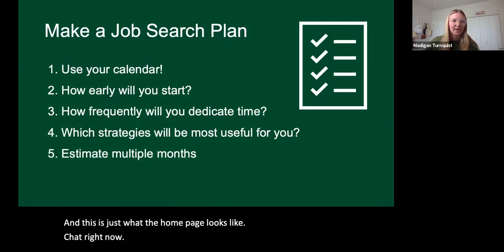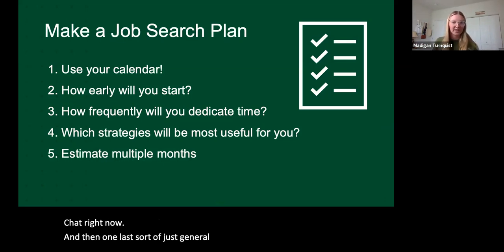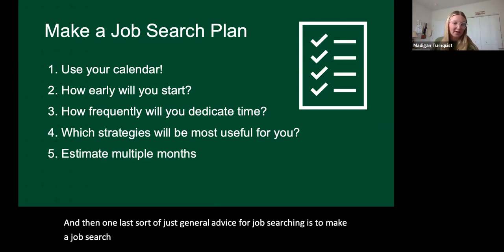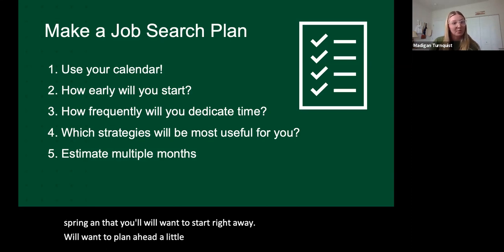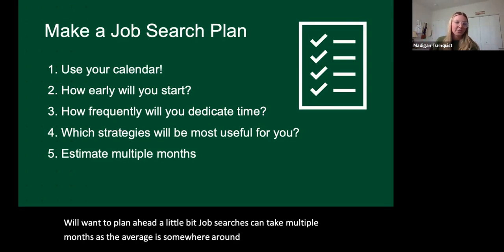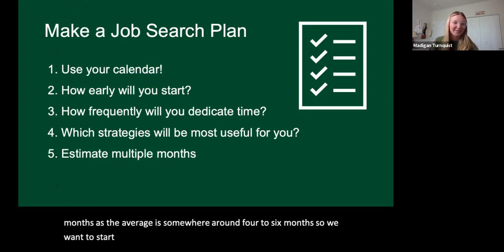Okay. And then one last general advice for job searching is to make a job search plan. So, if you're graduating maybe this spring and you know that you'll want to start right away, we'll want to plan ahead a little bit. Job searches can take multiple months, as the average is somewhere around 4 to 6 months. So we'll want to start thinking about that right around winter-ish time.